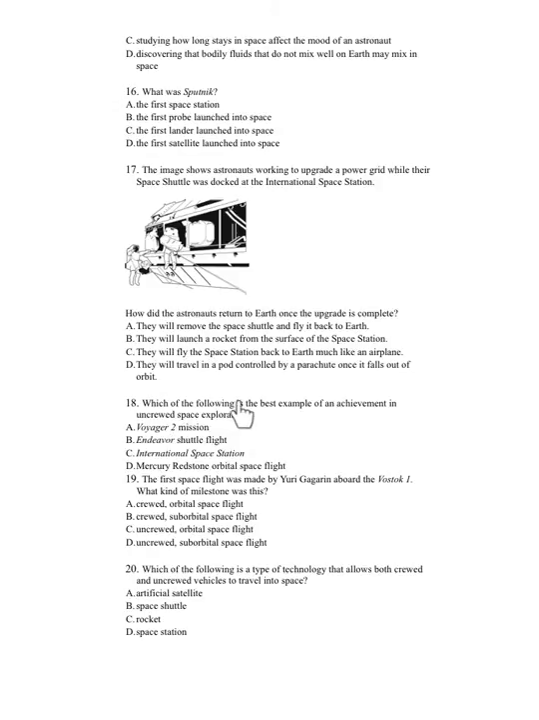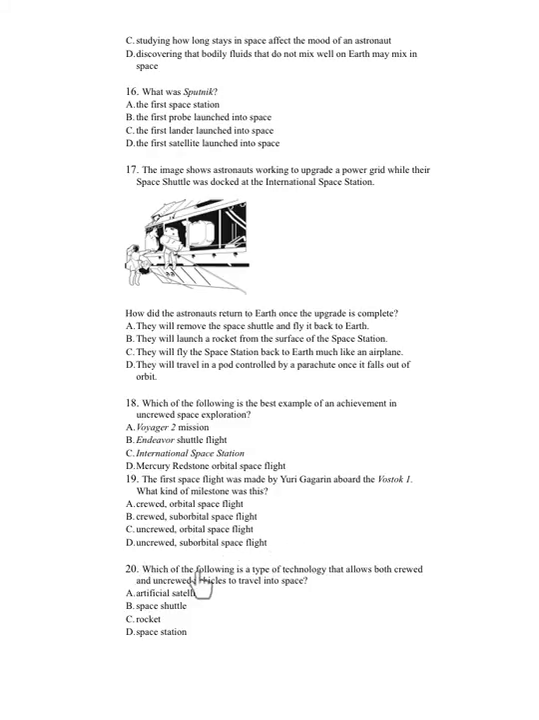Number 18, which of the following are best examples of an achievement in uncrewed space exploration? A, the Voyager 2 mission. B, Endeavour shuttle flight. C, International Space Station. D, Mercury Redstone orbital space flight. Number 19, the first space flight was made by Yuri Gagarin aboard the Vostok 1. What kind of a milestone was this? A, crewed orbital space flight. B, crewed suborbital space flight. C, uncrewed orbital space flight. D, uncrewed suborbital space flight.